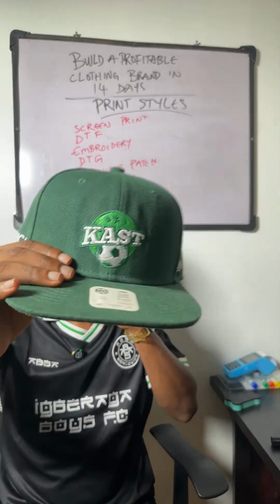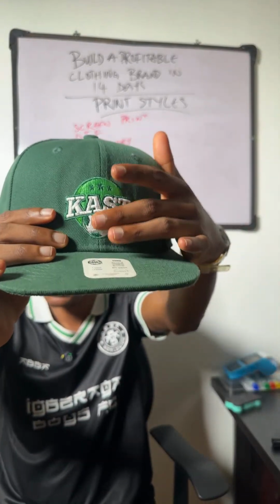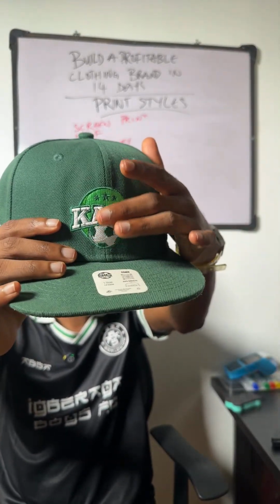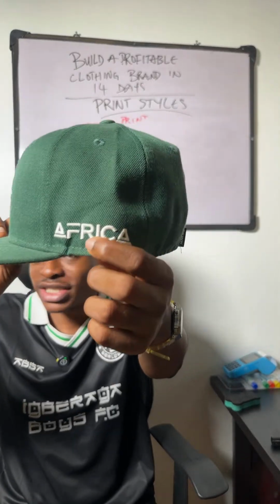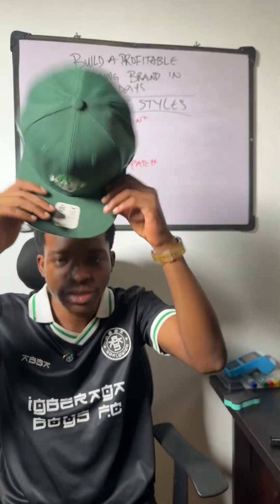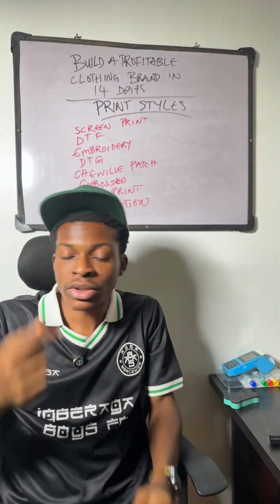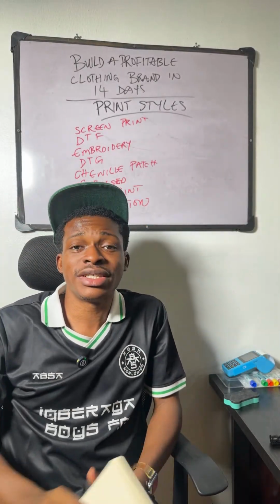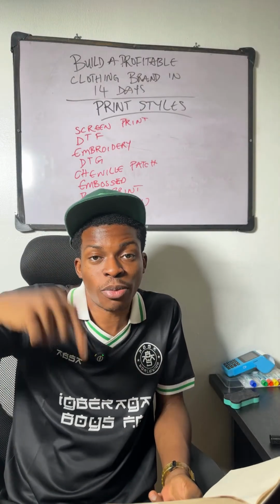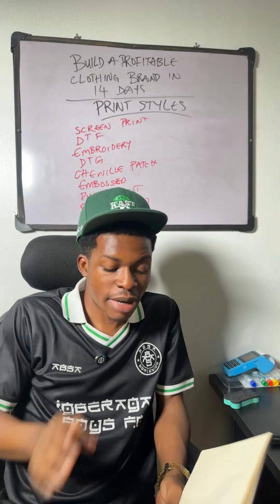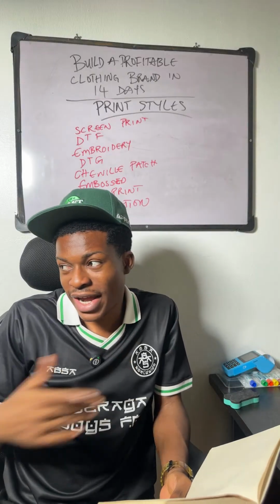This cap on my head, this print here is called embroidery because it is embroidered on top of the cap. Do you understand? This on the side here as well is embroidery. So embroidery is a process where the thing is like a sewing machine and it sews the design on top of the fabric. Embroidery works on any kind of fabric.